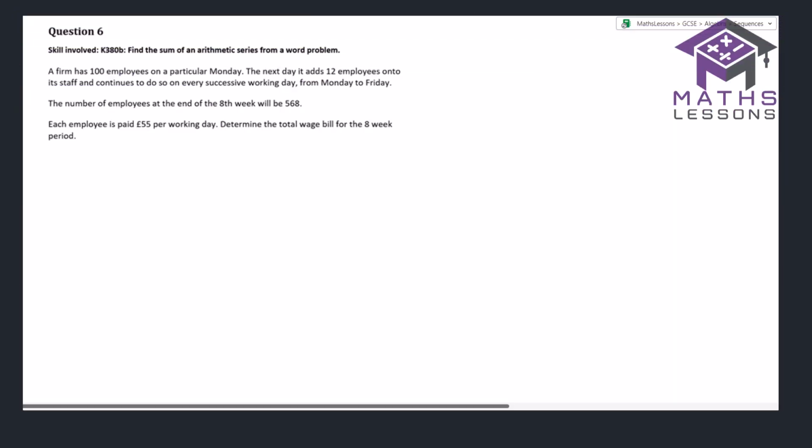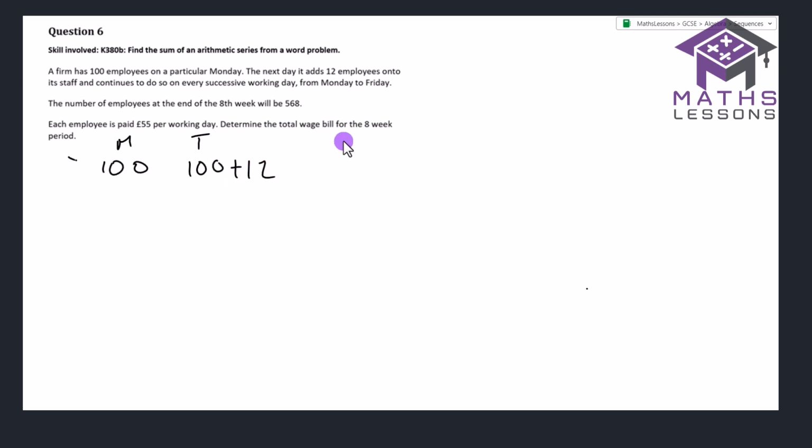Right, this question in our series on how to get a grade 9 in maths is on the sum of an arithmetic series for IGCSE mathematicians. We have a firm with 100 employees on a particular Monday. The next day it adds 12 employees onto its staff, and continues to do so on every successive working day from Monday to Friday. So on the first Monday we have 100 employees, and then on Tuesday it's going to add another 12 employees.